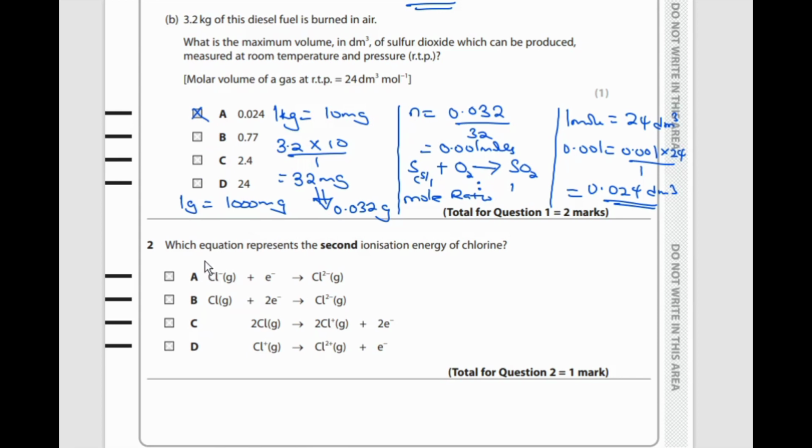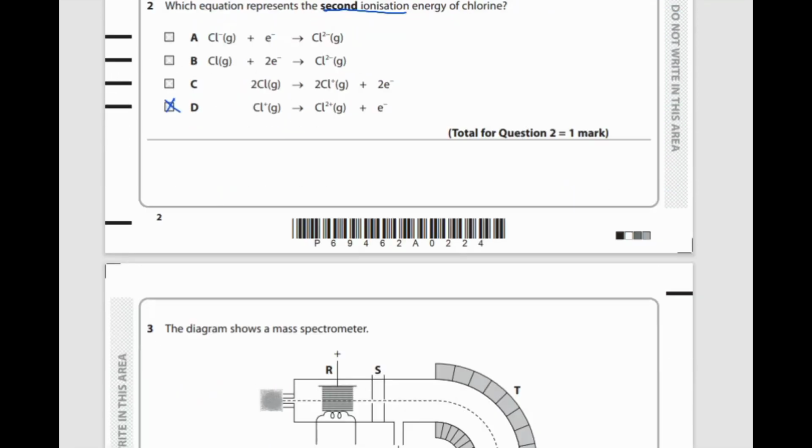Question 2. Which equation represents the second ionization energy of chlorine? During ionization, the atoms should be in gaseous state. That is number 1. Number 2, since we're dealing with the second ionization energy, we need to pick an ion that has already undergone the first ionization energy. So in our case here, it is going to be D. Next question.